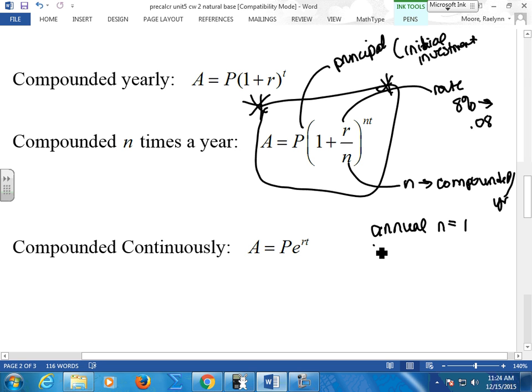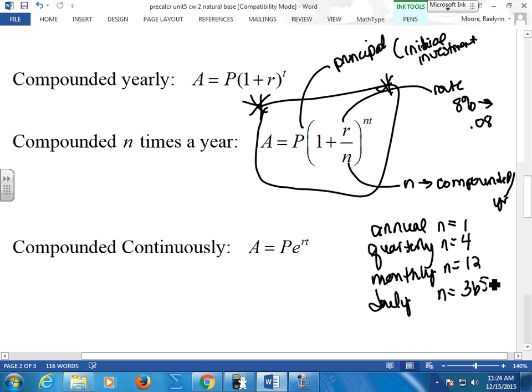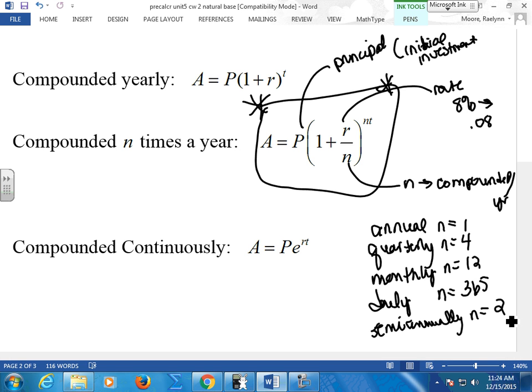If you see quarterly, what do you think n is? How many quarters in a year? 4. Monthly? How many months in a year? 12. Daily? How many days in a year? 365. Semi-annually? Sometimes they say semi-annually. What do you think n is? 2. Good. So these are what we're going to be seeing, and that's what goes in for n. And time is t. This is your time. And generally we talk about the time in years.